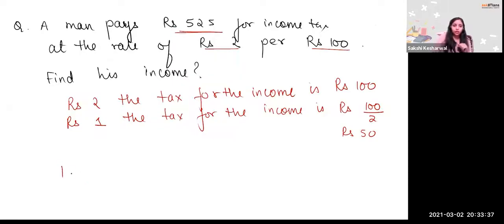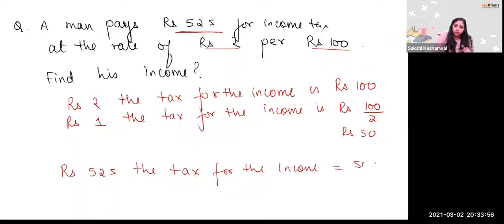So it means rupees 525 was the tax, right? So for 525, that is the tax which you have paid, the income will be how much? This will be 50 into 525, or not? Yes. For every 1 rupee of tax you are paying, the income is 50 rupees.